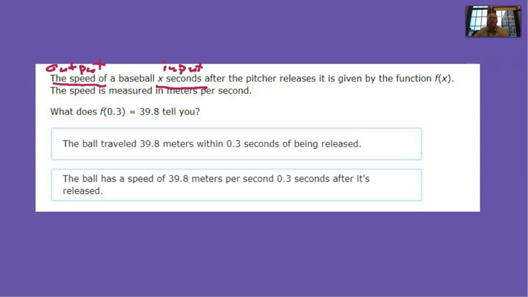So it says, what does f of 0.3 equal 39.8 tell you? Well, the input is the seconds, and the output is the speed. So after 0.3 seconds, the speed is 39.8. So I think that's this one. The ball has a speed of 39.8 meters per second, 0.3 seconds after it's been released. It's kind of tricky and confusing, but you got to sort out what's the input and the output. The input is the seconds, the output is the speed. So 0.3 is the seconds, 39.8 is the speed.